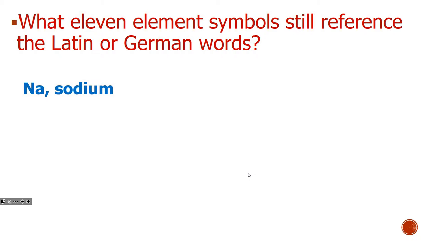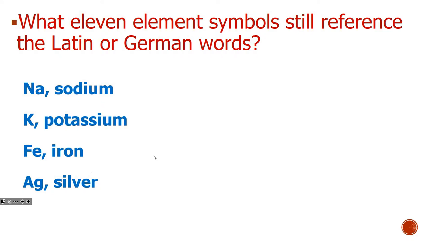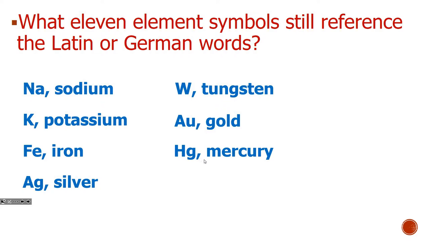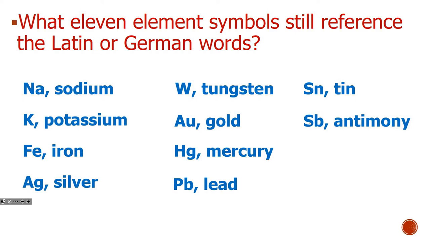So sodium, Na, so the Na represents the Latin or German word. Potassium doesn't start with a P, it starts with a K. A lot of mistakes are made that way. Iron, Fe, for ferrous. Silver, Ag, not S. Tungsten, W. Gold, Au. Mercury, Hg. Lead, Pb. Tin, Sn. Antimony, Sb. Copper, Cu. So those are the ones that reference Latin or German words. You can't just look at the beginning of the name and guess what the symbol is going to be. So be familiar with those.